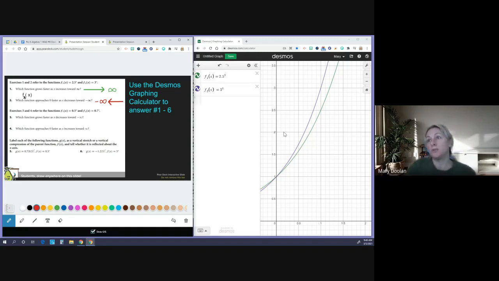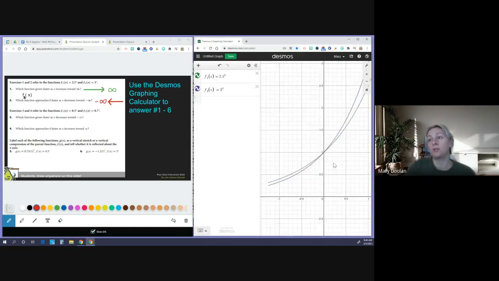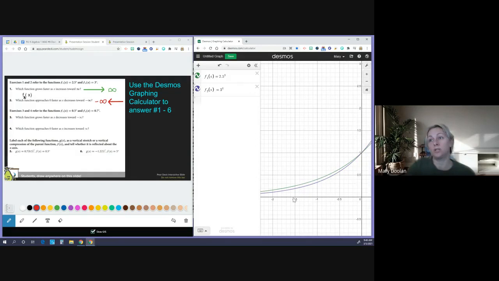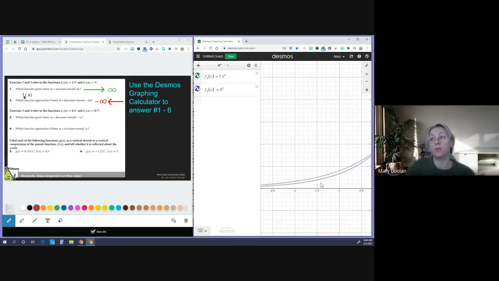So again, come over to your graph where you have them both, and we're going to look at the side of the y-axis where x is approaching negative infinity. Which of the two functions is always going to be closer to 0? So it's getting to 0 faster. F2 again. Yeah, it is F2 again. It's the purple one on my screen, because it's always closer to 0. It's always closer than the green one at any value of x.